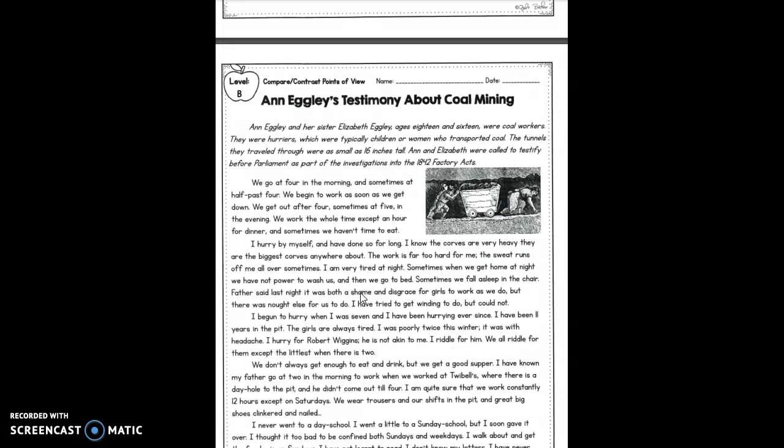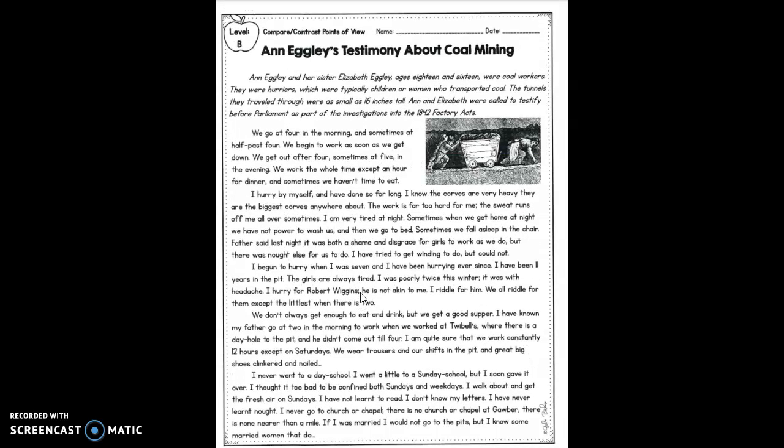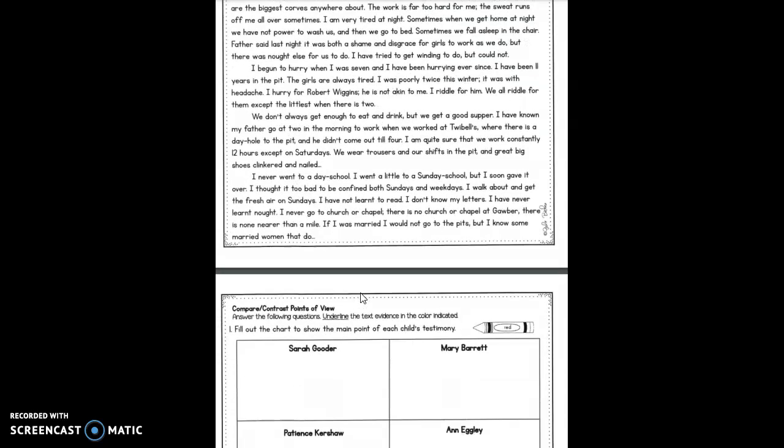And then you're going to read about this point of view about coal mining. And this is just another girl. Her name is Anne and her sister's name is Elizabeth, 18 and 16. And you're going to read about their perspective of coal mining too.